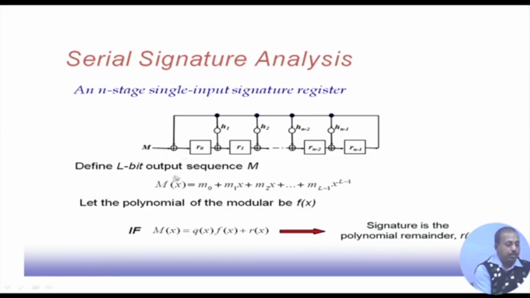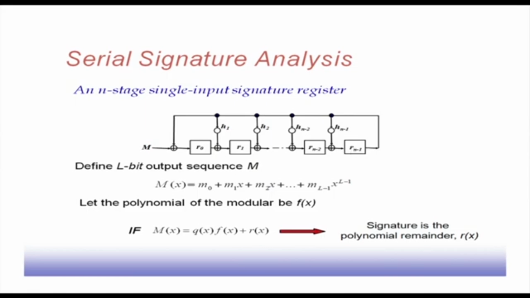Now, this L bit sequence can be defined as m0 plus m1 x plus m2 x square plus up to m(L minus 1) x to the power L minus 1, and let the polynomial of the modular LFSR be f(x). Now, if m(x) is given by q(x) into f(x) plus r(x), then the signature of the polynomial is the remainder r(x). So, when these patterns are fed into this structure, the polynomial f(x) is going to divide this m(x). It can be shown that the operation mimics the behavior of division, and whatever remains in this structure, r0 to r(n minus 1), is the remainder, and this remainder forms the signature.